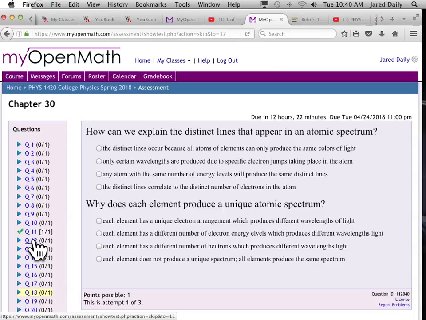Because every atom has an infinite number of energy levels. So that's not happening. The distinct lines correlate to the distinct number of electrons in the atom. Not true. Because the hydrogen atom can have 1 electron, but so can uranium. Uranium can have 1 electron if we strip all the other electrons off, and it's going to have a very different spectrum still, right? So the only one that's true is the specific jumping of the electrons.